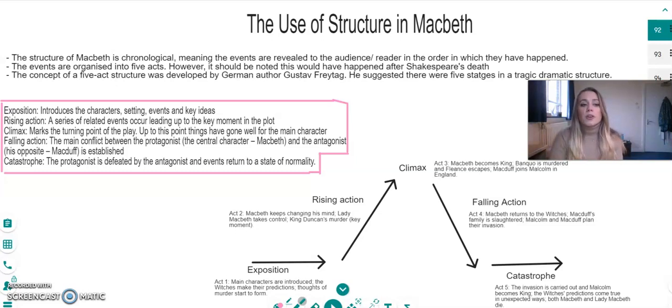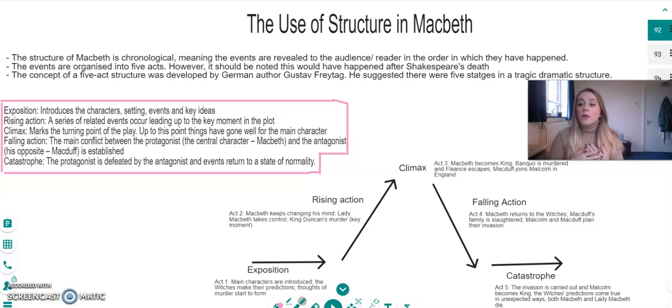So, the structure of Macbeth is chronological, and this means that the events are revealed to the audience or reader in the order in which they happened. So they follow in the right order on the timeline, if you were to write it all out, for example. And the events are organized into 5 separate acts.